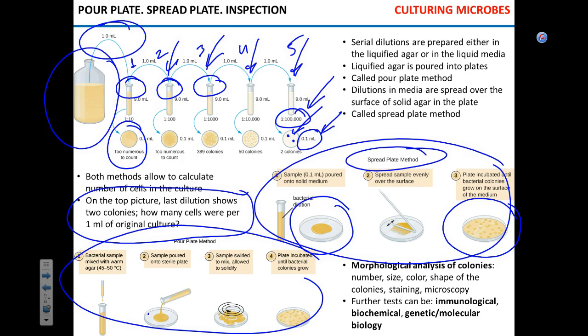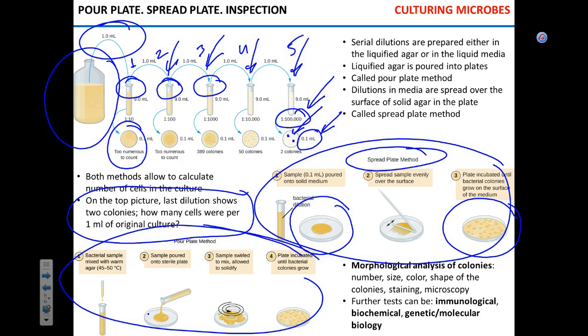How many cells are in the original culture? What do you have to do? You have to multiply 2 numbers: 20 by 100,000. It's going to be 2 million. Does that make sense? So, the spread plate method allows you to calculate the number of bacteria in the liquid culture. It's actually very convenient. Good? We may be able to try and do that, to grow some liquid culture and then calculate how many cells per ml we have there.